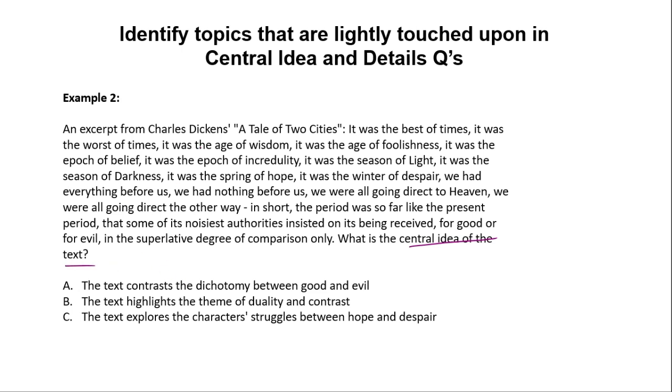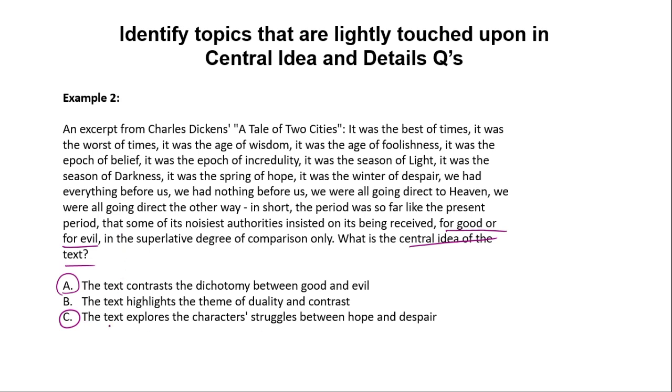Now, when you read this text and you look at the answer choices, you'll find that option A and option C, they both contain information that is only lightly touched upon in the text. So option A says the text contrasts the dichotomy between good and evil, but when you read this text, you'll notice that it talks about, for good or evil in the superlative degree of comparison only. So for good or evil is only a small part of this text. It's not the central theme of the text.